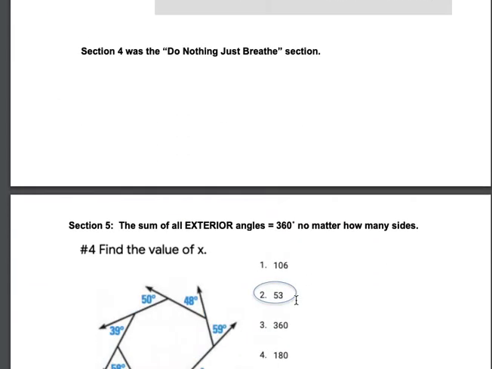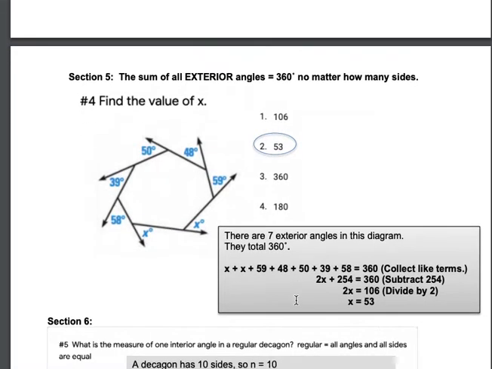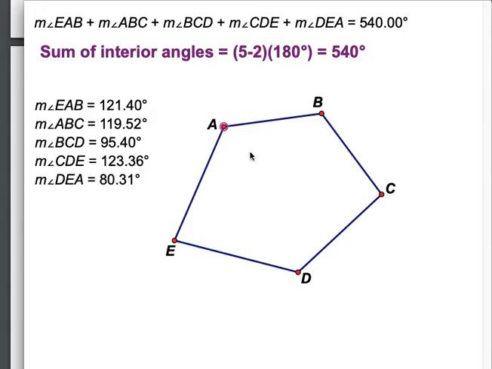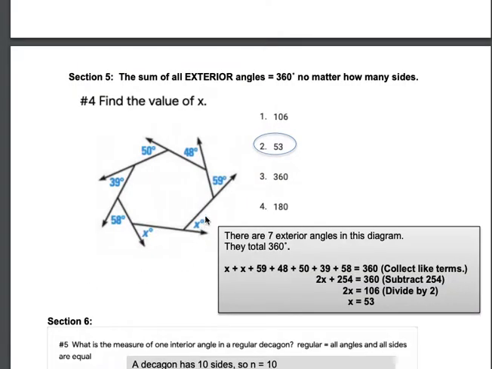I like section 4, do nothing, just breathe. What's different about exterior angles is they are created when we just extend one side, like if I extend this side right out. Every exterior angle on a triangle and the interior angle next to it form a linear pair. These add up to 180 degrees. This angle and the one next to it inside add up to 180.